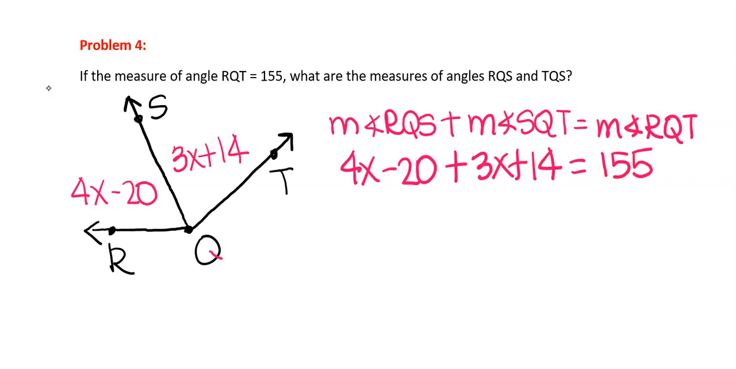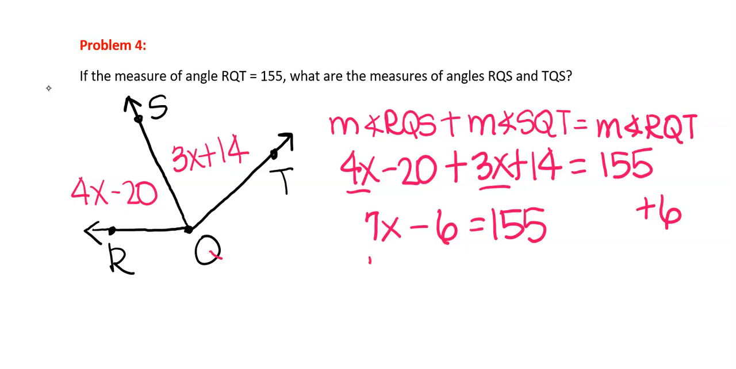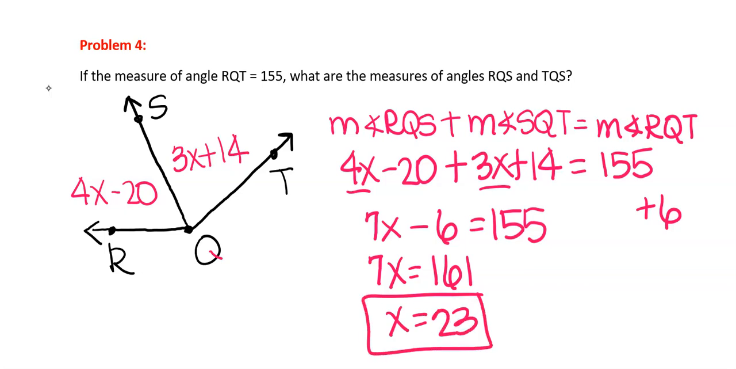So we'll put like terms together. The x's would make 7x. The numbers would make a minus 6, because negative 20 plus 14 is minus 6, and you get 155. So we'll add 6 to both sides. You get 161, and 161 divided by 7 is 23. Here we divided by 7.